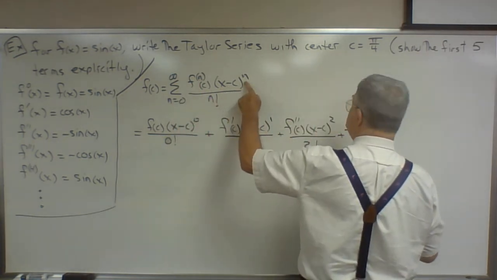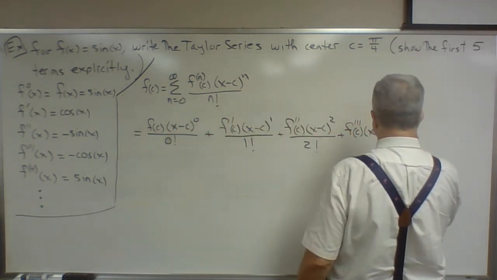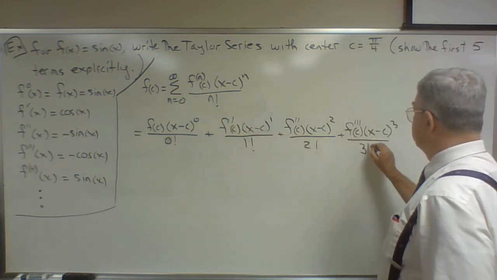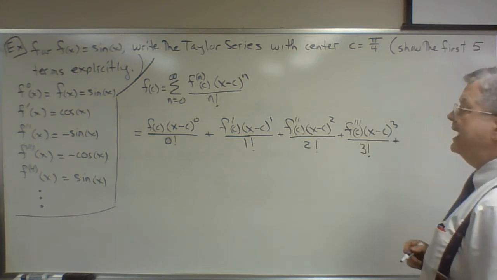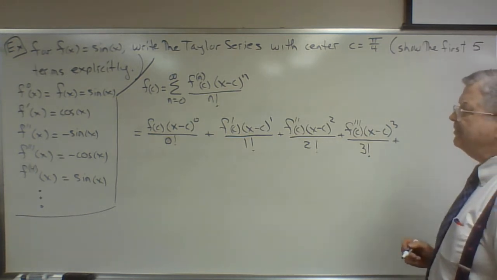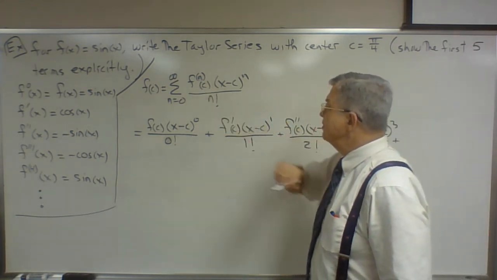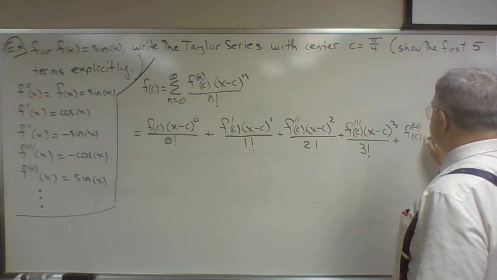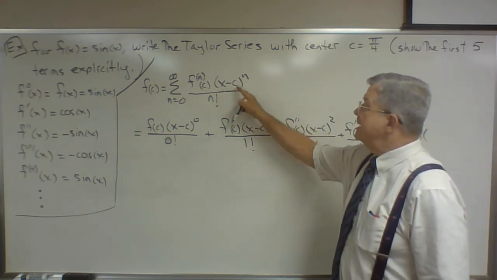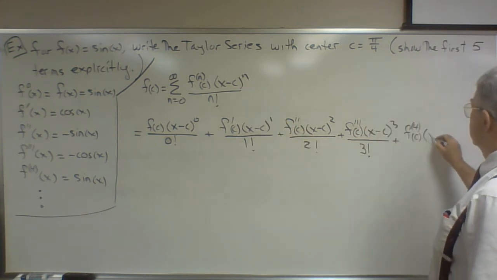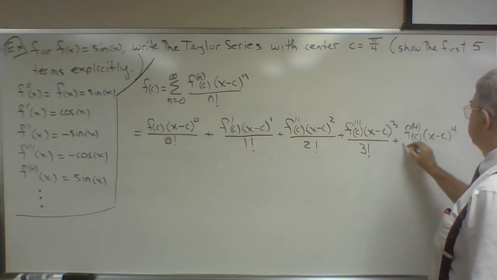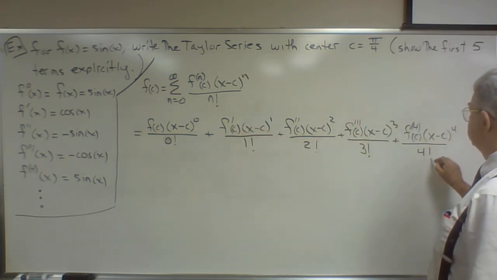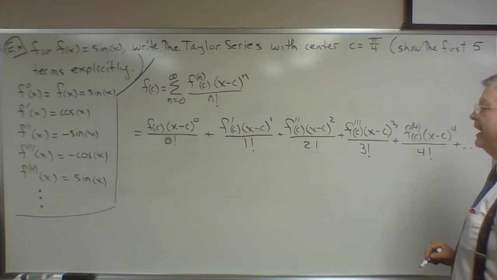X minus 3 to the n, where n is 3, over 3 factorial. And now n increments to 4. So we have the fourth derivative evaluated at c, times x minus c to the n, where n is 4, all over n factorial, where n is 4, and so on.